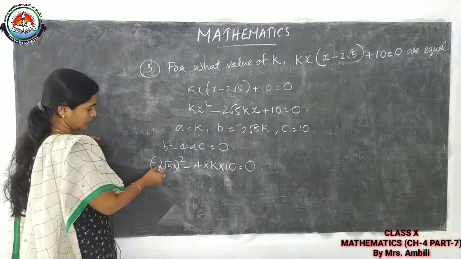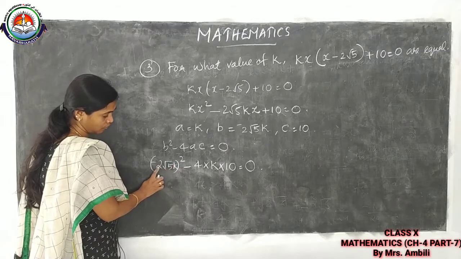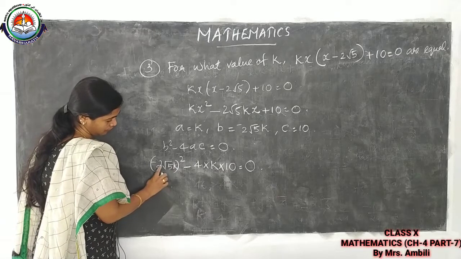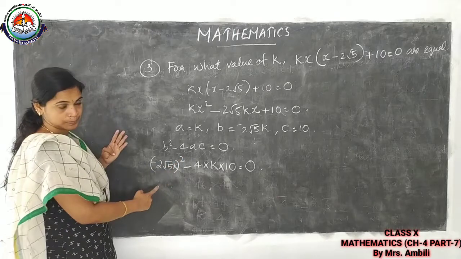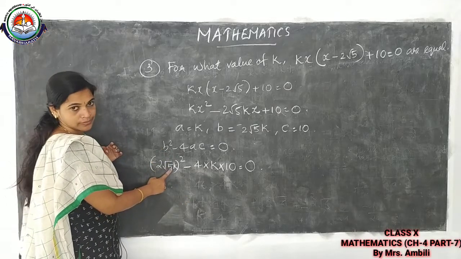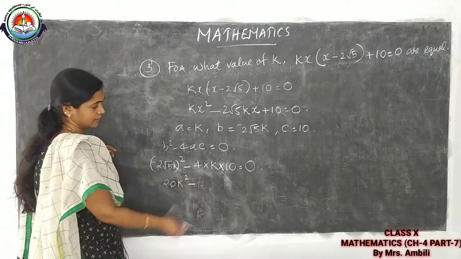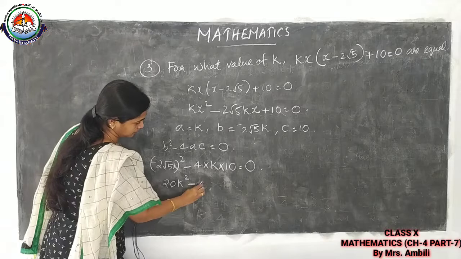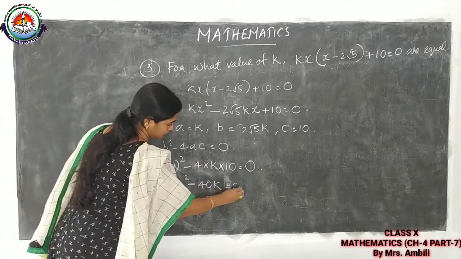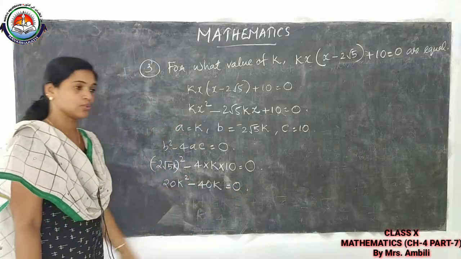So what is 2 square? 4. And root 5 square is 5. So 4 into 5, 20. 20k square minus 40k equal to 0. What we got: 20k square minus 40k equal to 0.